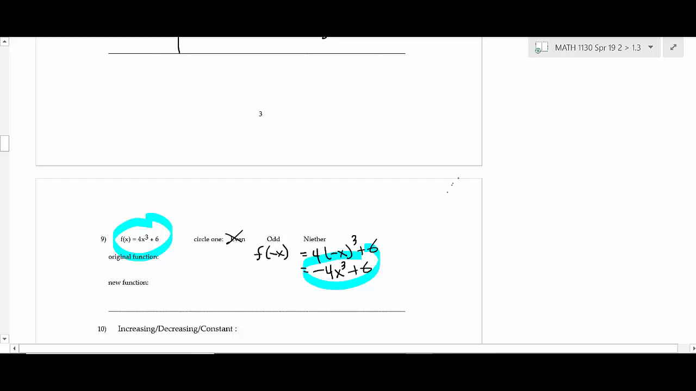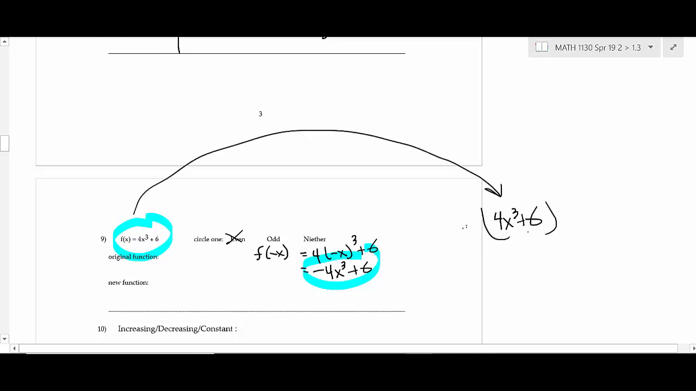No. Okay, here's why. If you take this original function and you take its opposite, it becomes negative 4x to the third minus 6. Okay, so it's not odd either because they're not the same. So I wasn't sure if everybody would catch that or not. The idea is if you have two terms added or subtracted, everything's got to be opposite like that. Okay, so that one would just end up being neither.